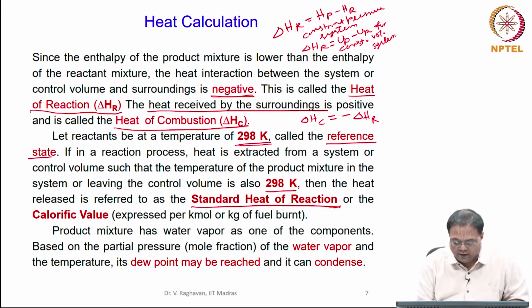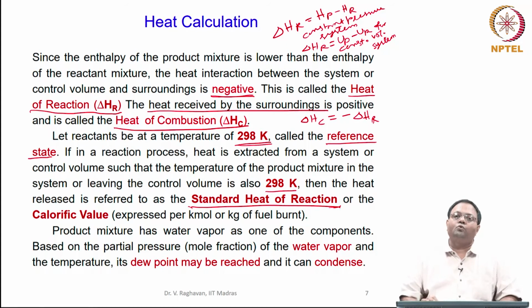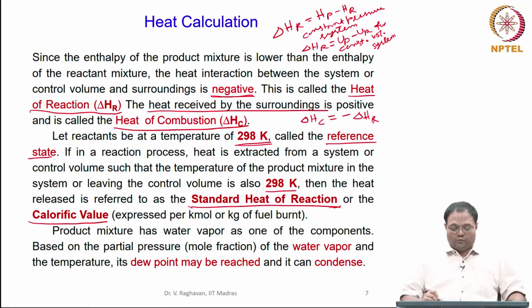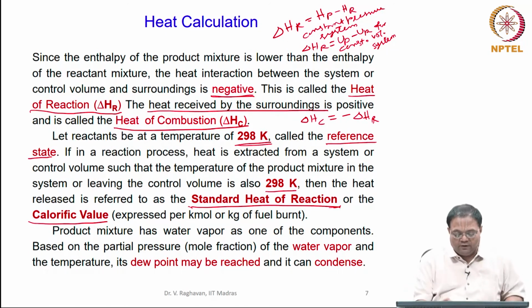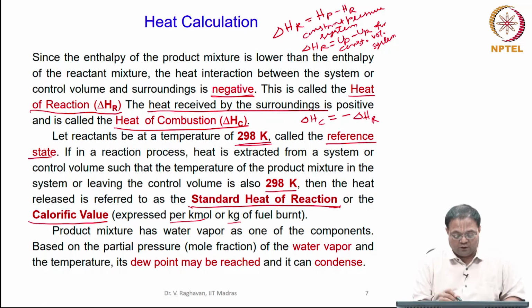So what I emphasize here is that the standard heat of reaction is the heat which is extracted until the products are cooled to 298 Kelvin, which is the maximum value we get. This standard heat of reaction is called the calorific value. It is expressed per kilomole or per kg of fuel, whatever we want. This is also called the heating value.